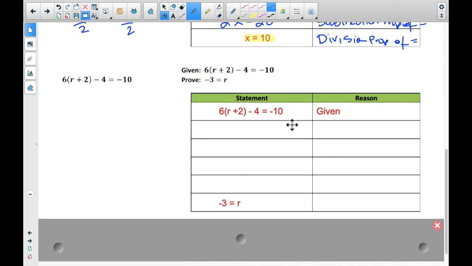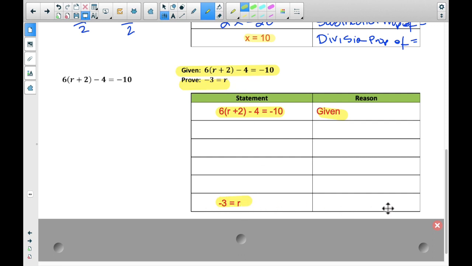Let's try another one. This time our given is 6 times r plus 2 minus 4 equals negative 10. I'm going to write that right here. How do I know that? Because it's given. That is 1 point. On a quiz or a test, that's 1 point. You just have to write it down. That's easy. Then, whatever it says here, I'm going to put down here.